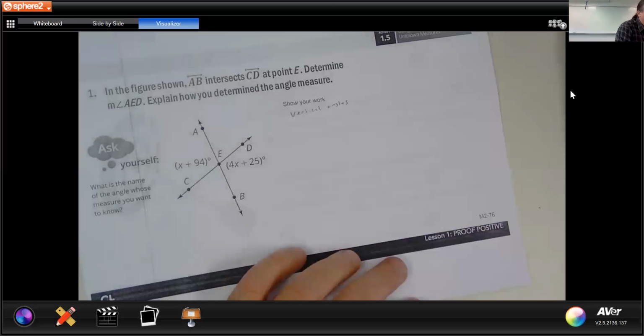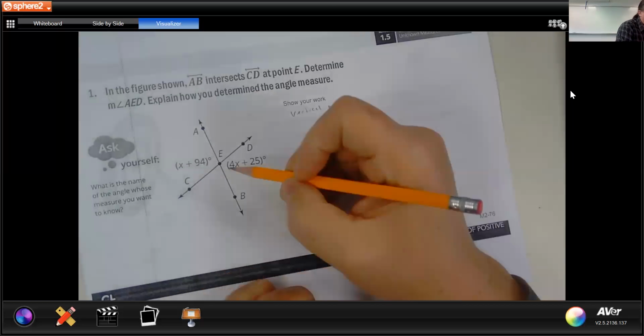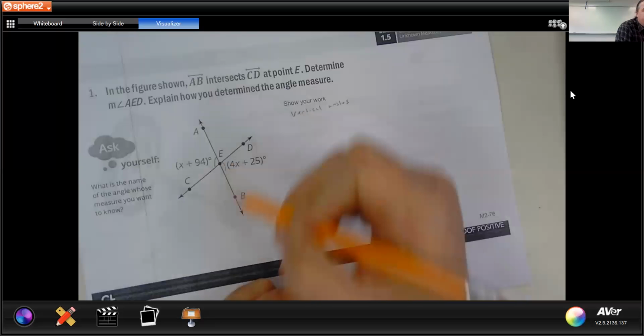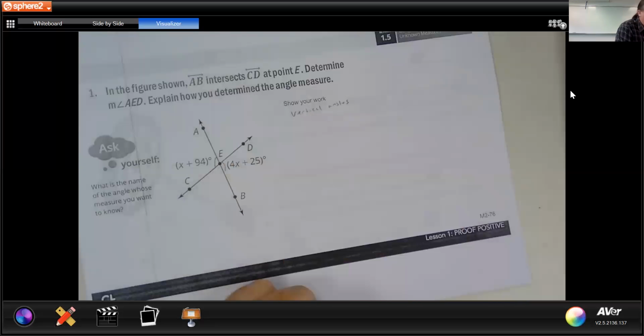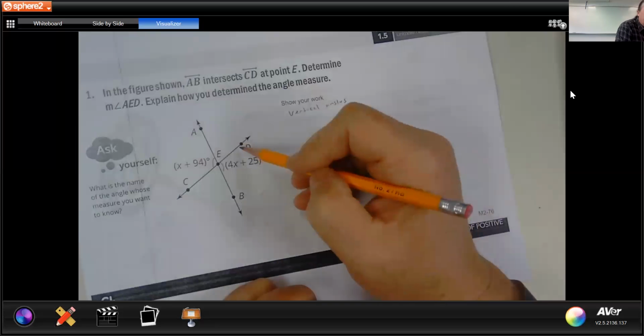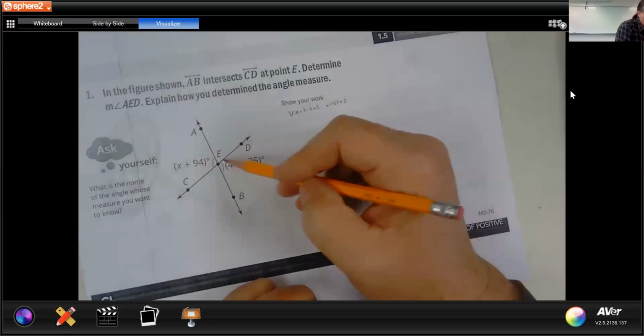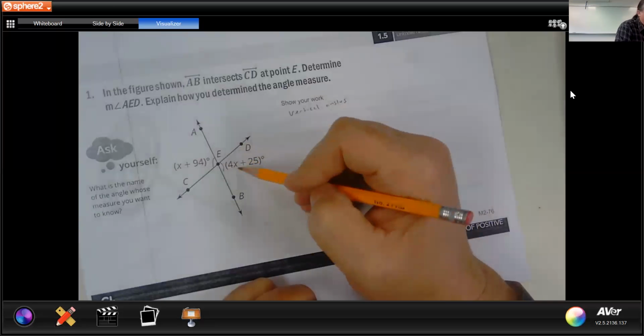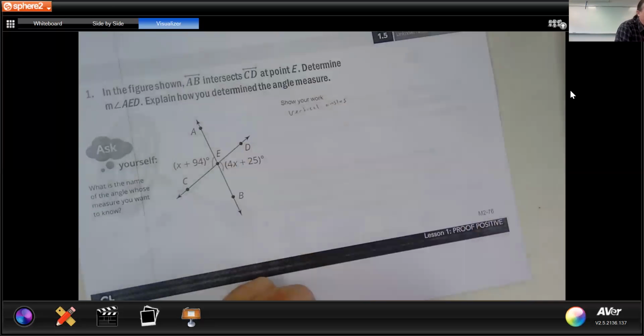And what does that mean? Well, what that means is that this angle is exactly the same as this angle. They have the same value. So whenever we have two straight lines that intersect, these opposite angles that share the same vertex can be considered congruent. That's how we're going to solve this problem.